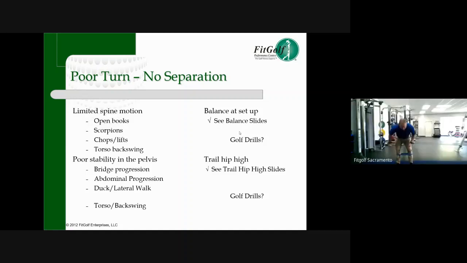In my opinion, this is probably one of my favorite exercises. Even as people progress through my programs, this is part of their warm up at some point. So this tells me they've gotten past the clamshell exercises, right? And you'll see band walks.